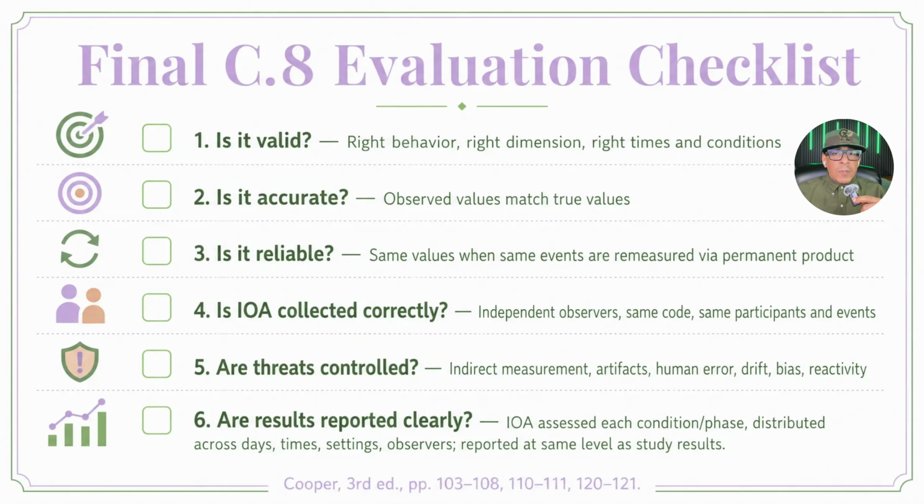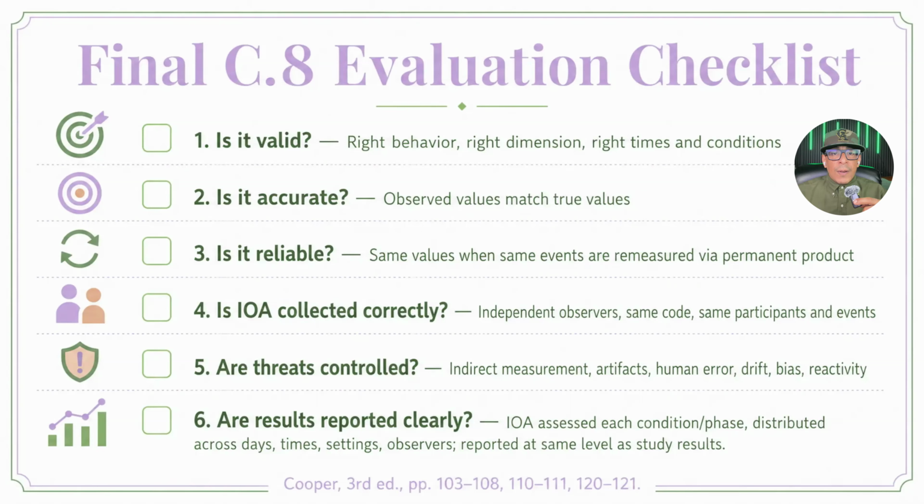First, ask whether the measurement system is valid. Does it directly measure the socially significant target behavior, measure the relevant dimension, and sample relevant times and conditions? Second, ask whether accuracy can be assessed by comparing observed values to true values. Third, ask whether reliability can be assessed by remeasuring the same behavioral events through a natural or contrived permanent product. Fourth, ask whether IOA was collected with independent observers using the same code, same system, and same participants and events.